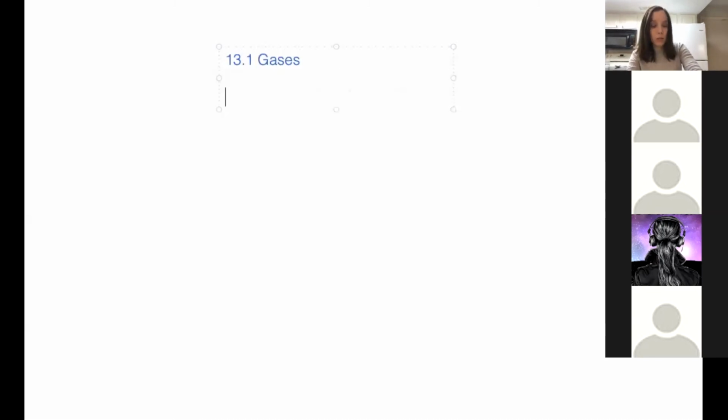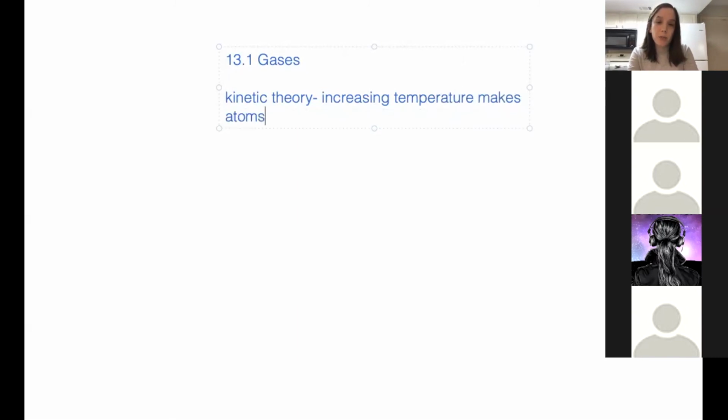It's about gases. So one thing to know before we get started is the kinetic theory. What this says is that when you increase the temperature of anything, whether it's a solid, liquid, or gas, the atoms go faster. So increasing temperature makes atoms move faster. And this is the basis of a few gas laws, which we'll talk about today.